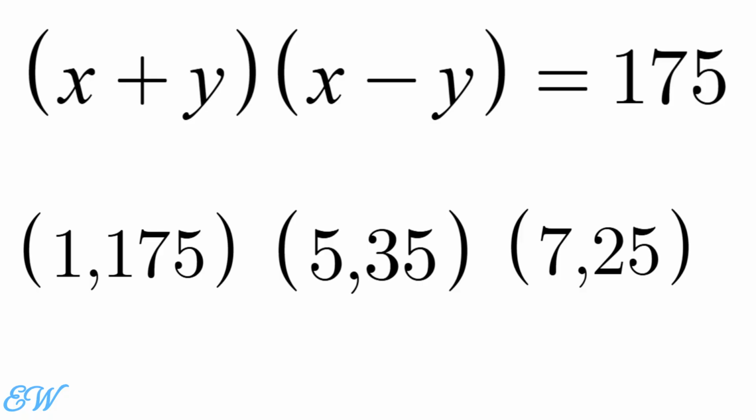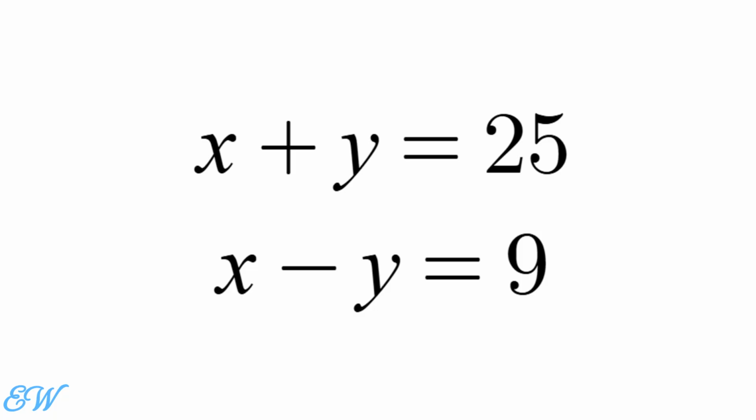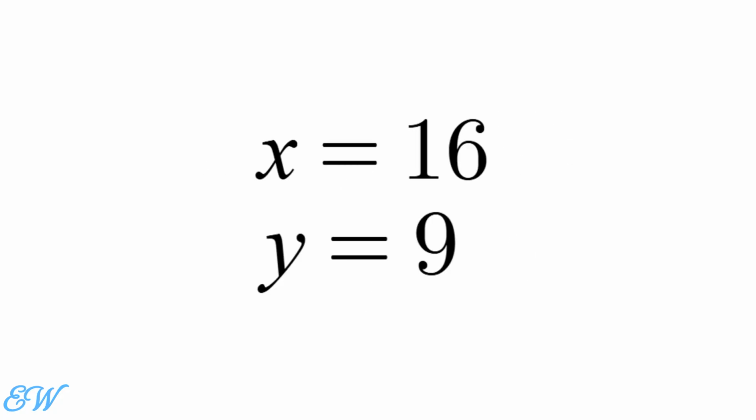And these are the numbers below that you can factor 175 into. And we know that x plus y is greater than x minus y. So then we get this simple system. x plus y is equal to 25 and x minus y is equal to 9. So let's add both equations to try to get the solution. So then we get that x is equal to 16 and y is equal to 9.